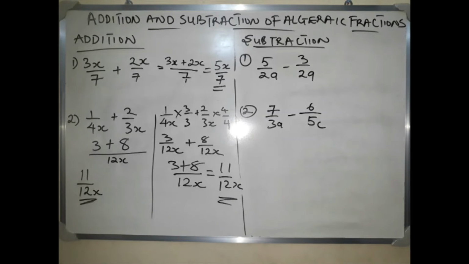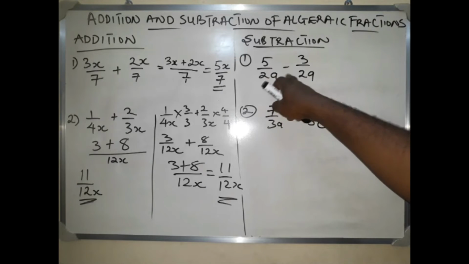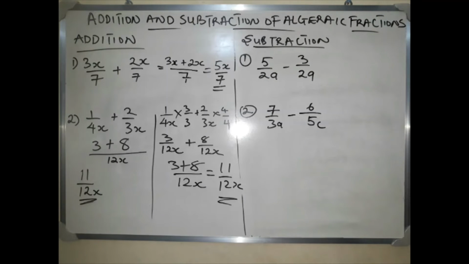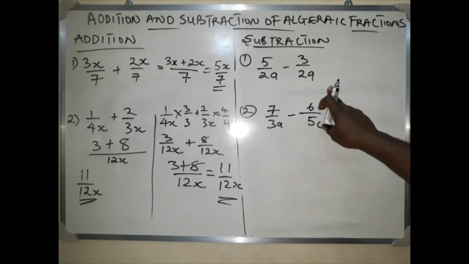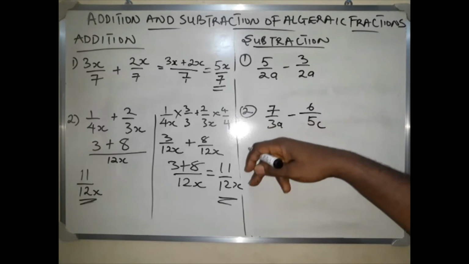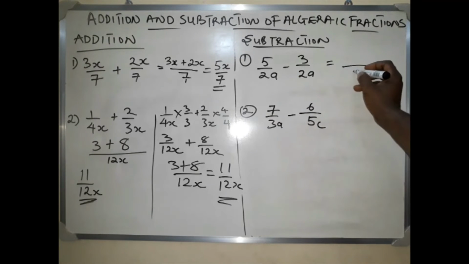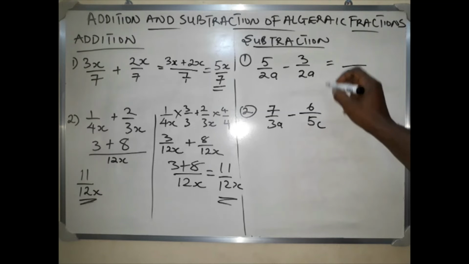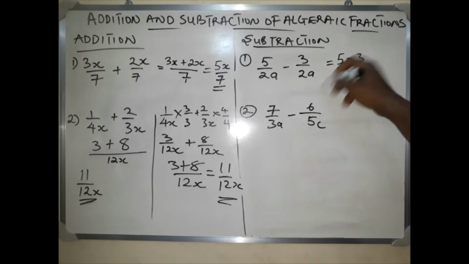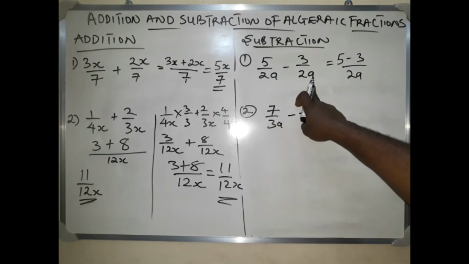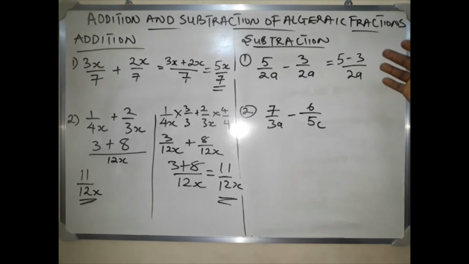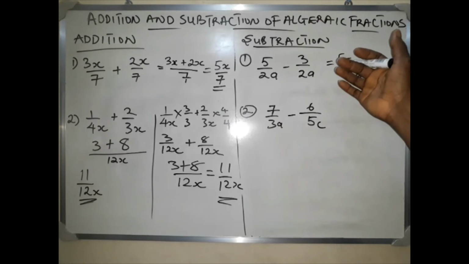So now let's go to the second part, which is subtraction of algebraic fractions. As you can see, we already have an example on the board, which is 5 over 2a minus 3 over 2a. In this very first one, we can see that they have a common denominator of 2a. So since they have a common denominator, we subtract only the numerators. So we put the common denominator of 2a there, then we say 5 minus 3. We don't need to look for the LCM, or turn it into common denominators, because they're already common denominators.